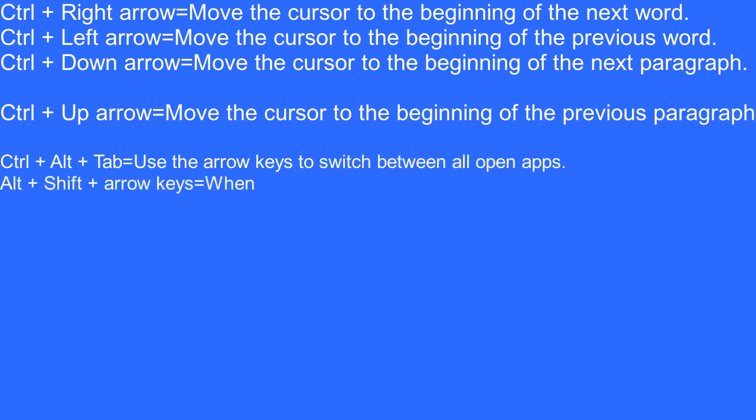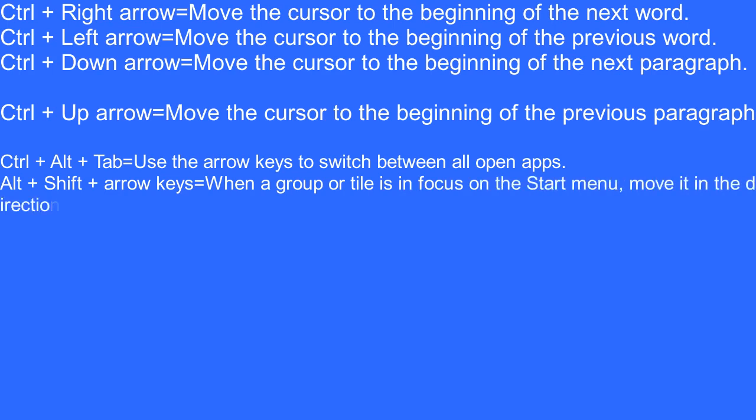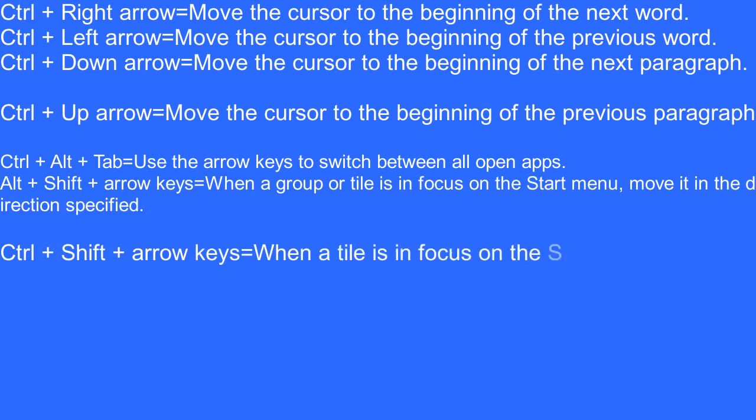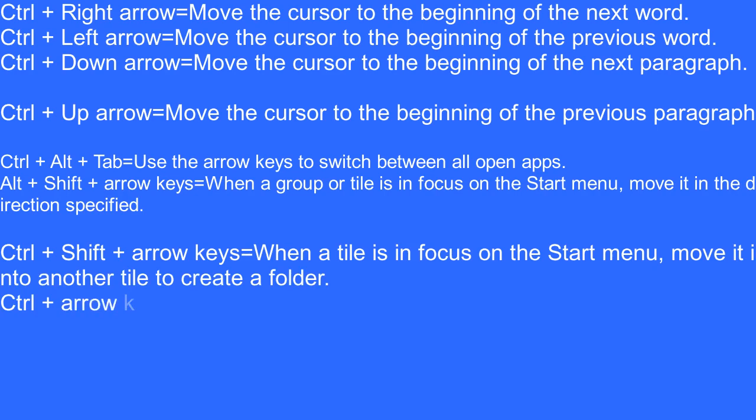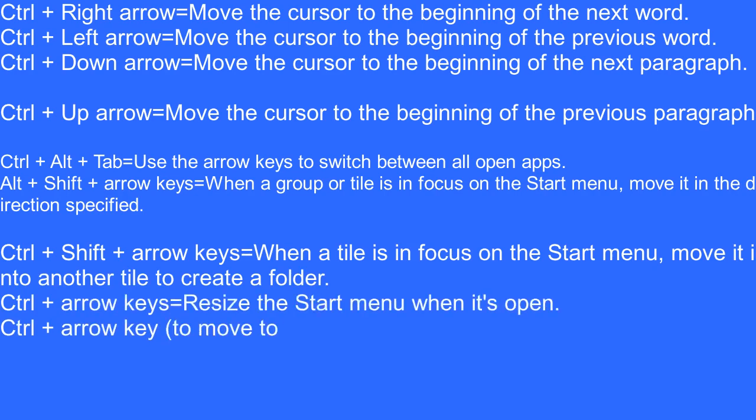Alt Shift arrow keys equals when a group or tile is in focus on the start menu, move it in the direction specified. Ctrl Shift arrow keys equals when a tile is in focus on the start menu, move it into another tile to create a folder. Ctrl arrow keys equals resize the start menu when it's open. Ctrl arrow key to move to an item.